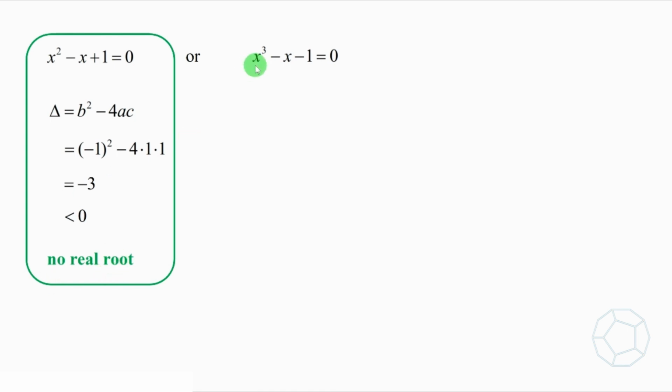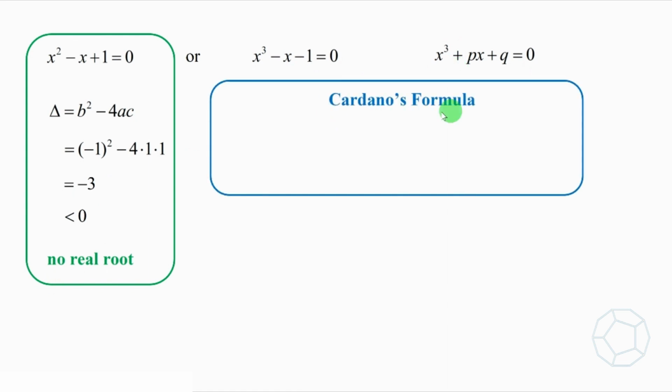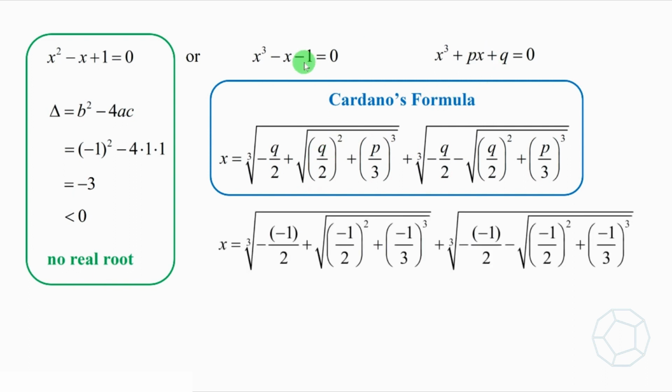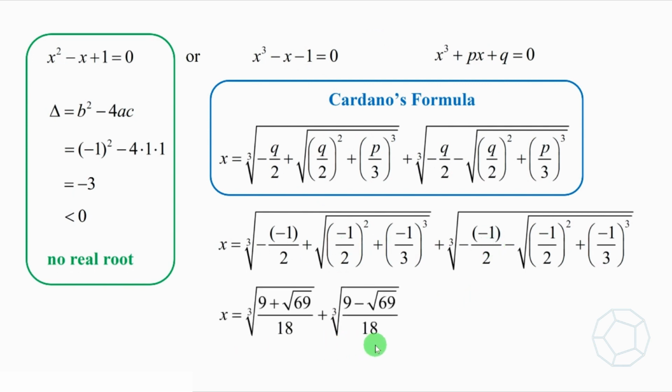For the cubic equation x cubed minus x minus 1 is equal to 0, it is in the form of x cubed plus px plus q is equal to 0, with no x squared term. This form is very nice because we can use Cardano's formula. It is a sum of two cube roots. Both of them are in terms of p and q. Let's put p and q equal to negative 1 into the formula. After simplification, we get the exact values in radicals. This is approximately 1.325. So why is it the only real root of the equation?